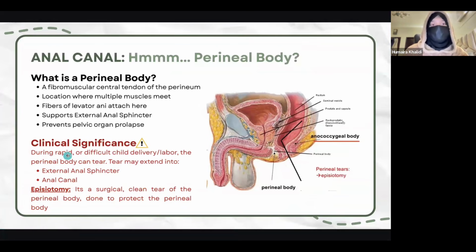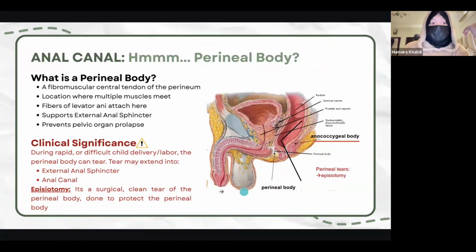The clinical significance of the perineal body is that during rapid or difficult child delivery or labor, the perineal body can tear, and the tear may extend into the external anal sphincter, as in until here, okay? Or the tear may extend until the anal canal as well. So it's basically going to be a bigger anal canal, which can obviously cause what?